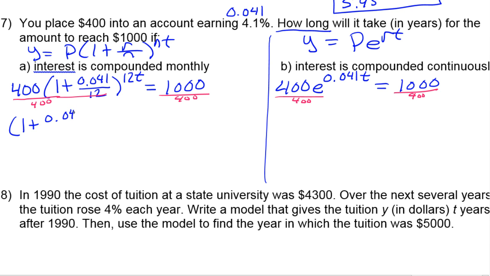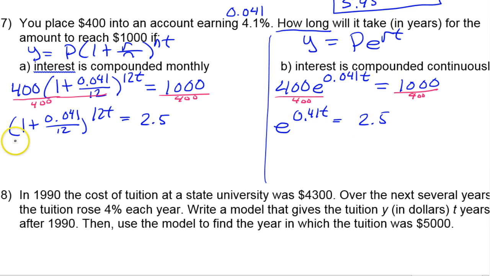I'm messing up all different kinds of ways. So 0.041 over 12, and 2.5. If this had come out to be like 1.3 repeating or something, then I would have to just leave it as a fraction, because you're never allowed to round. So watch out for that. So over here, I'm going to have e to the 0.041t is equal to 2.5. Or you could just leave it as 5 over 2.